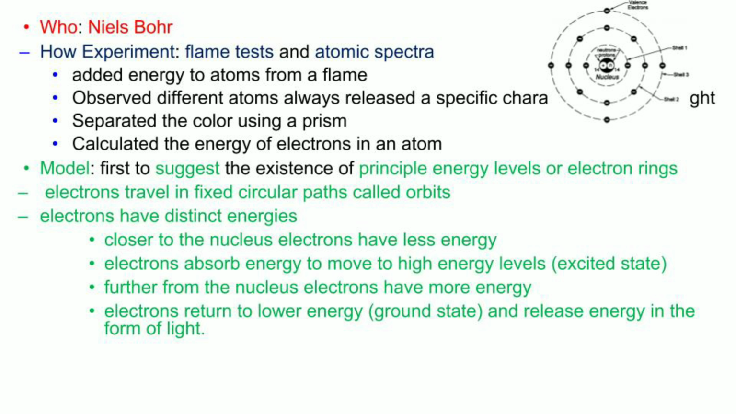When electrons return to the lower energy level, they release a characteristic and specific amount of light called a quanta.